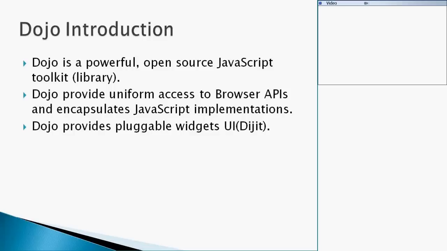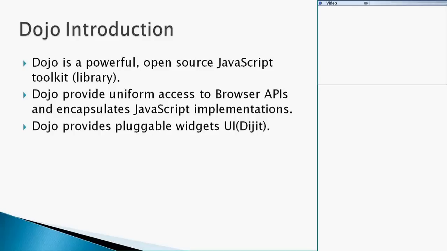Then it provides you uniform access to all browser APIs, because most browsers have different implementations of ECMAScript, which is the standard for the JavaScript language. So we call a Dojo function, and Dojo internally takes care of which exact function to call as per the browser. That saves our headache.